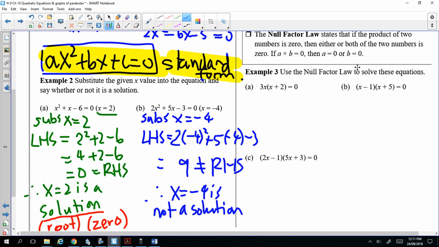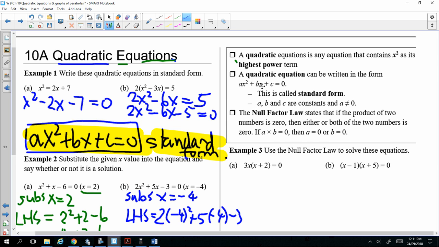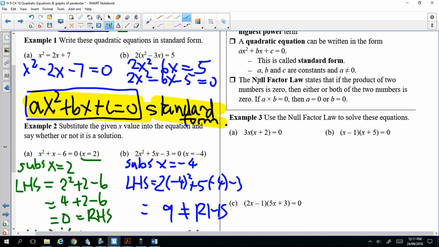Now we have to look at this. Actually I wrote it here. A quadratic equation can be written in the standard form. This is the standard form. Now we're going to use the null factor law, which states that if the product of two numbers is 0, then either one or both of the two numbers is 0.